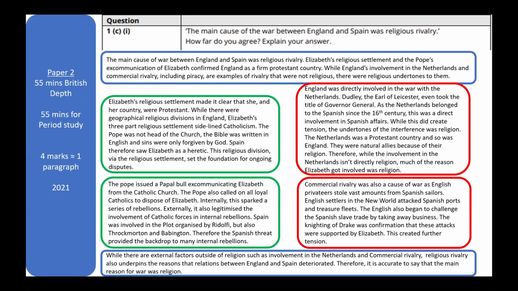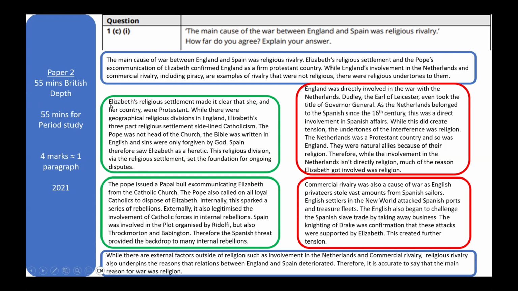So here's my example, and I've put them in the boxes quite crudely here, but it's really useful to think of it in your head in this way. So let's start with the introduction. The main cause of war between England and Spain was religious rivalry. England's religious settlement and the Pope's excommunication of Elizabeth confirmed England as a firm Protestant country. While England's involvement in the Netherlands and commercial rivalry, including piracy, are examples of rivalry that were not religious, there were religious undertones to them. So there, I've answered the question, I've laid out my argument really clearly. It was religion that was the main cause of war.